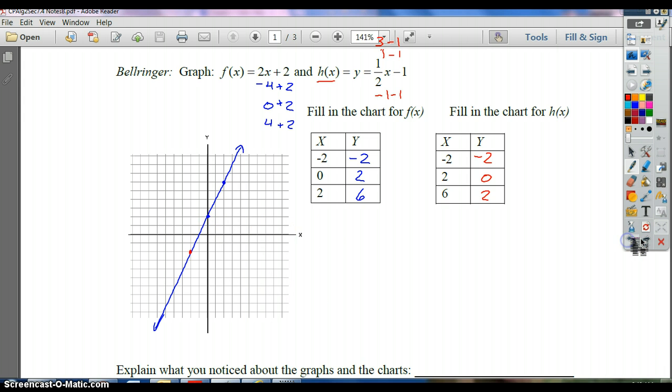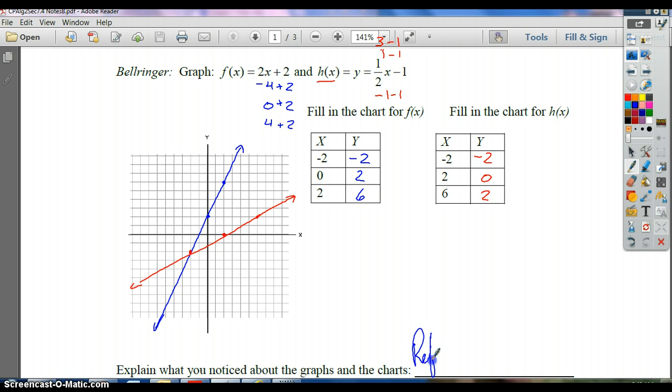Actually, I had 2, 0 in them. So 2, 0 is here. And 6, 2, 2, 4, 6, 2. So, there's my line. Okay? Basically, what you're looking at here, these are inverse functions. Okay? So, explain what you noticed about the graphs.